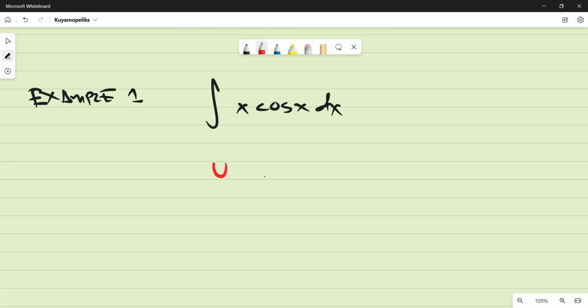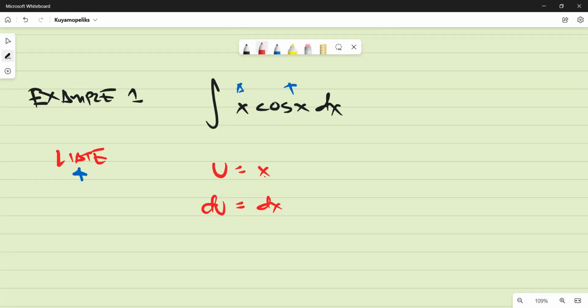Ano yung U natin? Base sa LIATE. Yung functions natin, this one is algebraic kasi x lang yan. Tapos yung natitira, cosine, that is trigonometric. Base sa LIATE, ano yung priority natin? Yung algebraic. So, therefore, ang U natin is yung x. Get du din. That is dx.